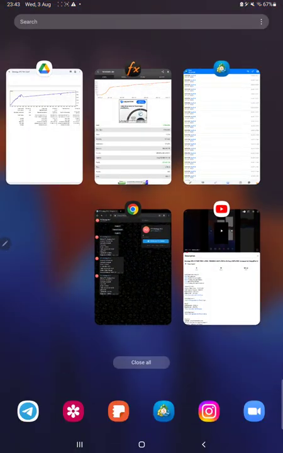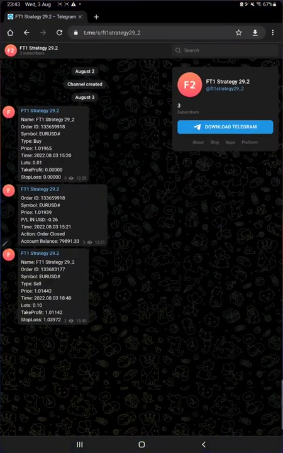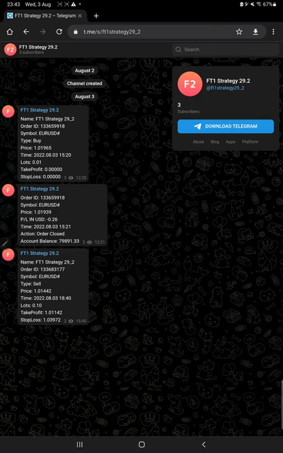After that, we have the same strategy connected on MT4 to Telegram. By joining this channel, FT1 strategy 29.2, you can check each and every trade with its order ID, how much lot size we have traded, and how much profit and loss we have booked. All these details are available.